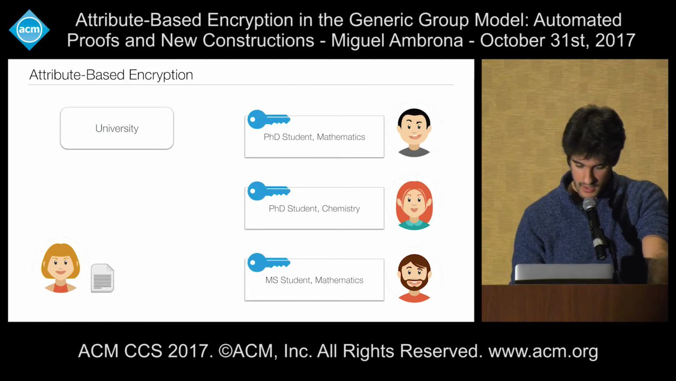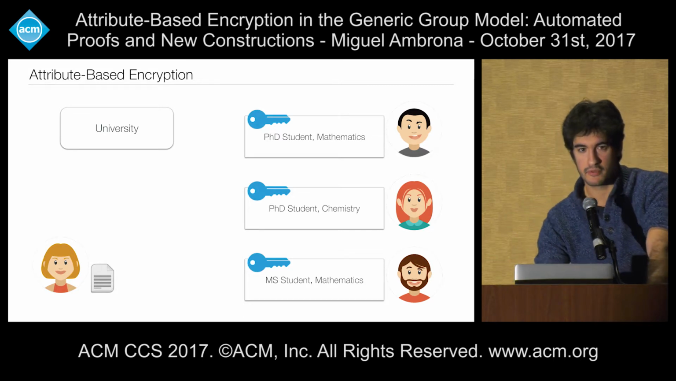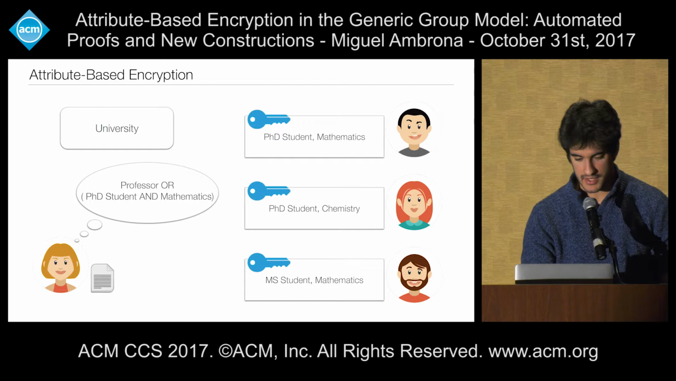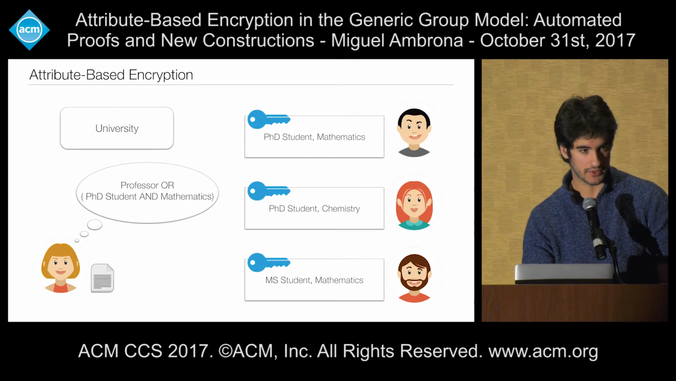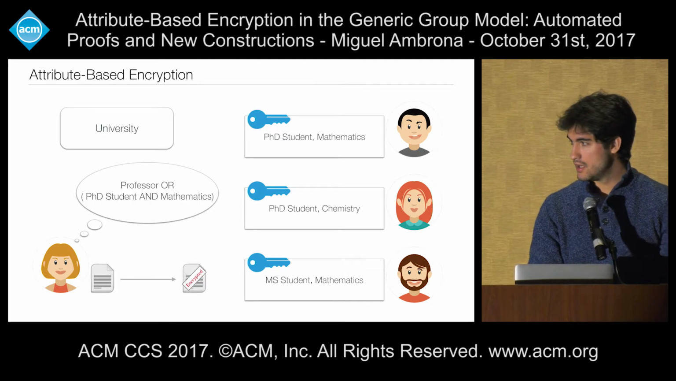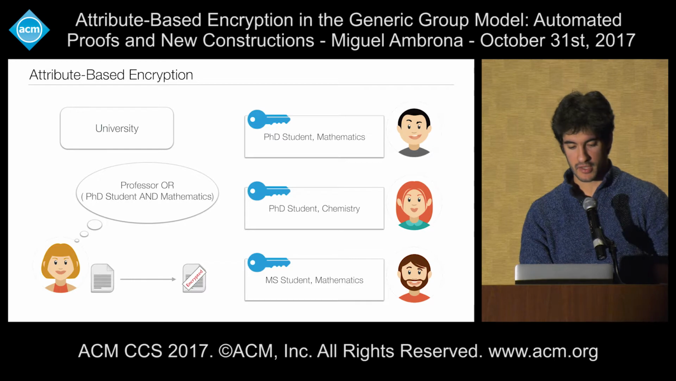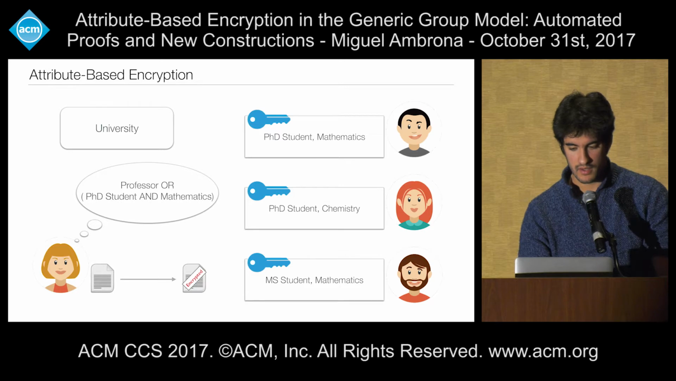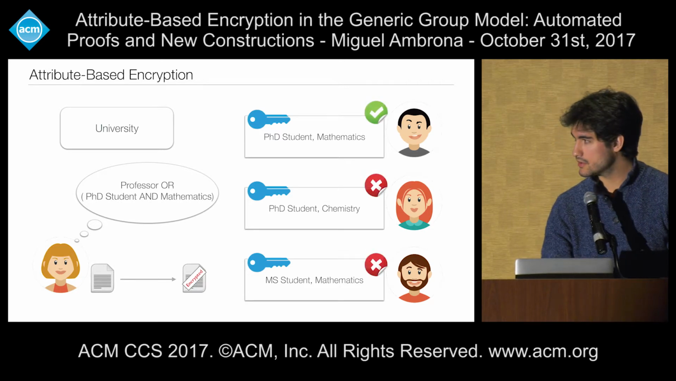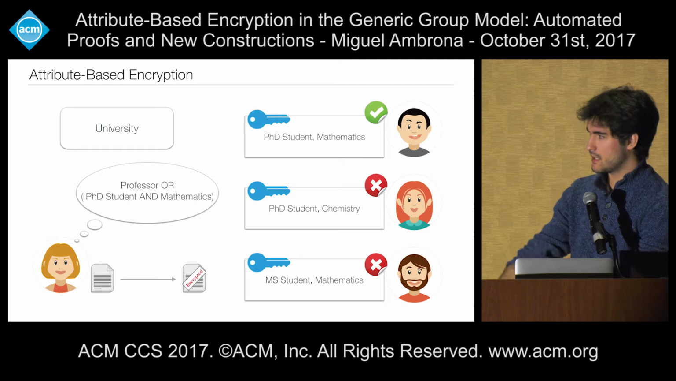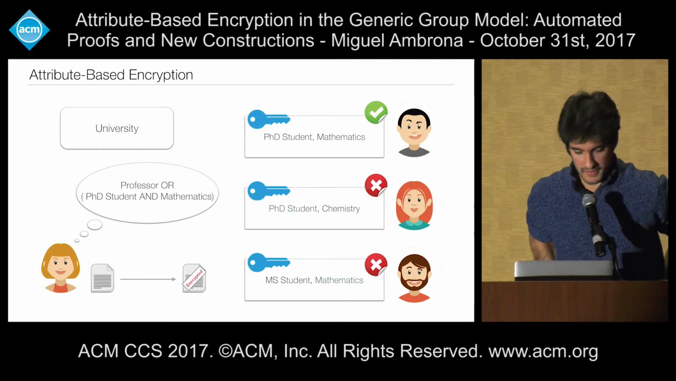There is a professor who has a file that she wants to share with some people at the university, and in particular, she's thinking of a certain policy. For example, she wants to share this file with professors or PhD students in mathematics. So what she can do is run this attribute-based encryption algorithm and produce a ciphertext. This ciphertext can be public now, and only those who own a secret key whose attributes satisfy the policy will be able to decrypt. In particular, in this example, only the first user will be able to decrypt.